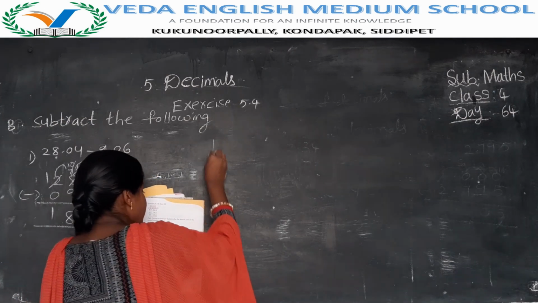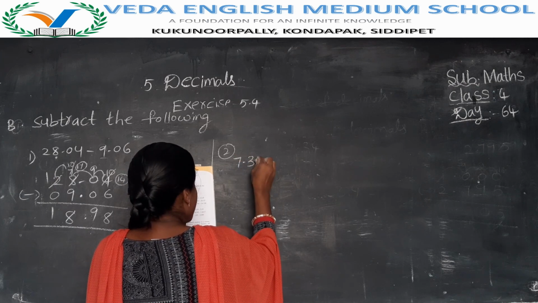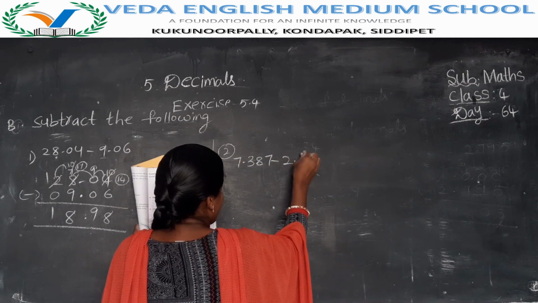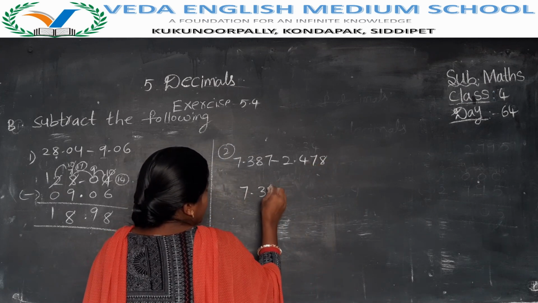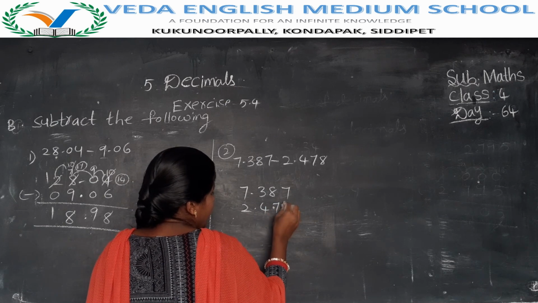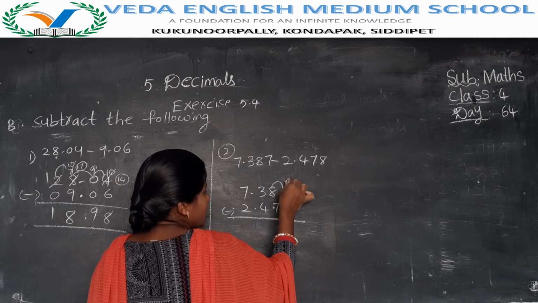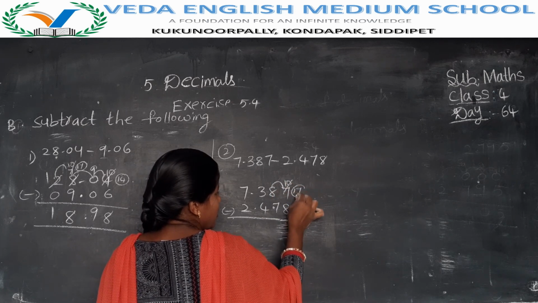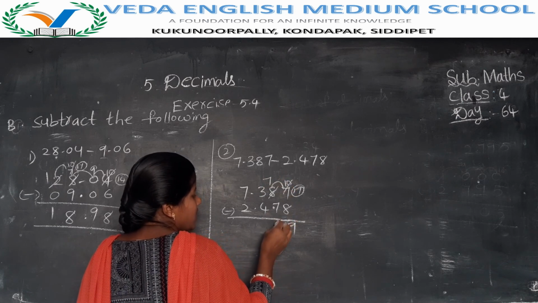Second one: 7.387 minus 2.478. 7 minus 8 is not possible. Take a borrow. Borrow is 10. 10 plus 7 is 17. 17 minus 8 is 9. 8 will become 7. 7 minus 7 is 0.